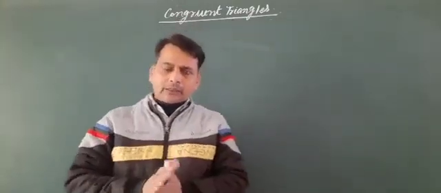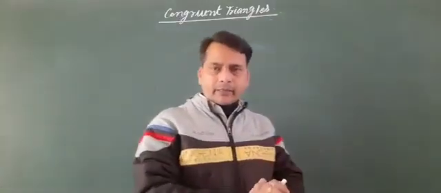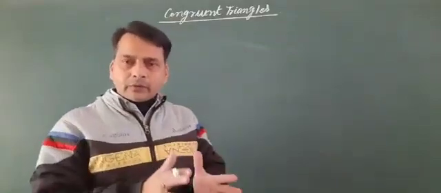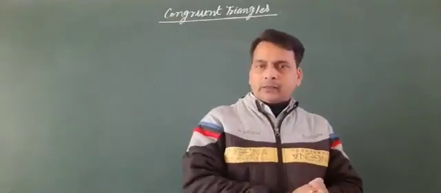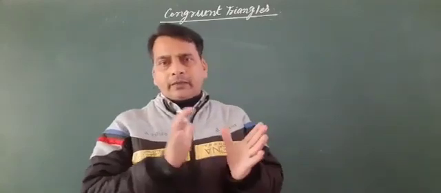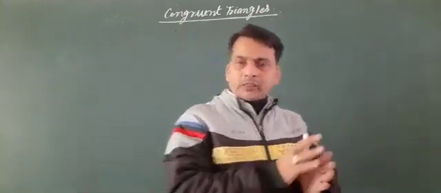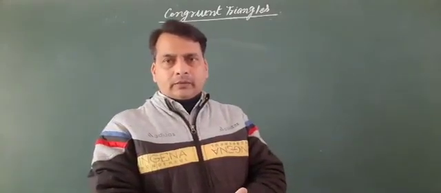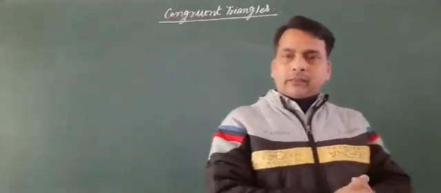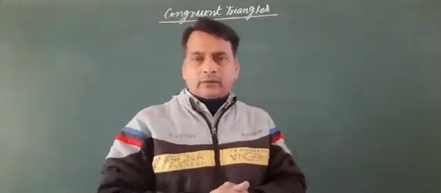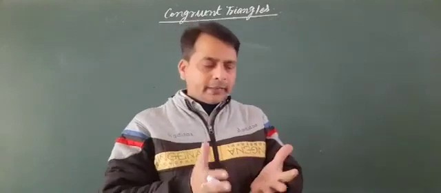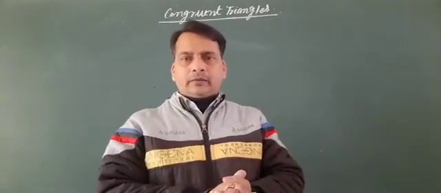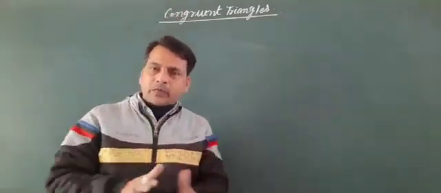First of all, we will discuss the congruent triangle. As you know, congruent means if two or more figures have the same shape and size, they are congruent to each other. Suppose that you have 2 points and they coincide or overlap each other, then they are said to be congruent.